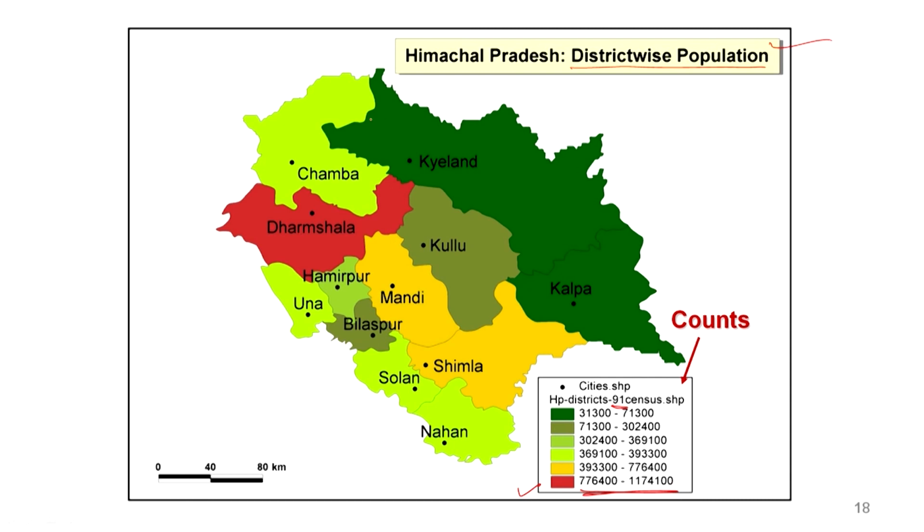Similarly here, if I take this one, then there are 2 districts, or maybe 3 districts if I remember correctly, Kinnaur and Lahaul, the 2 districts are there. So the range is like this. So you can have counts and amounts information as well.